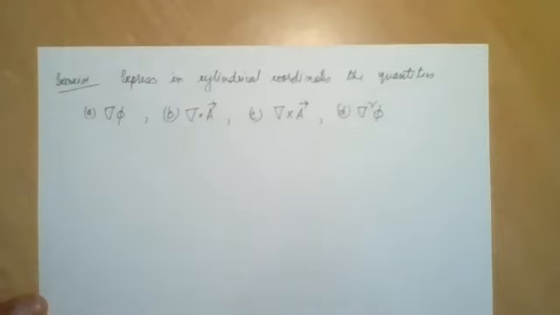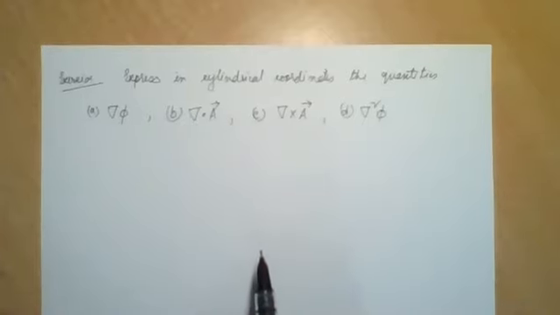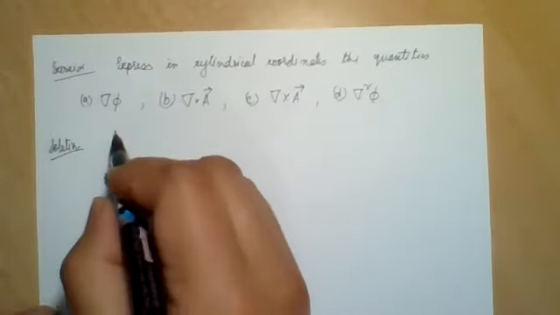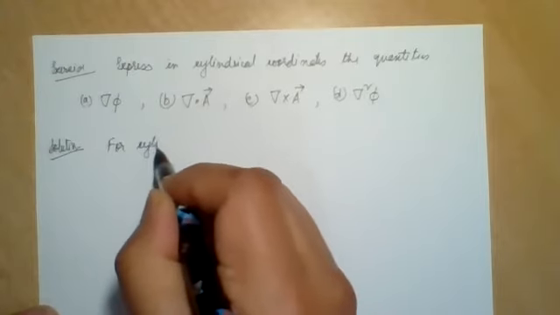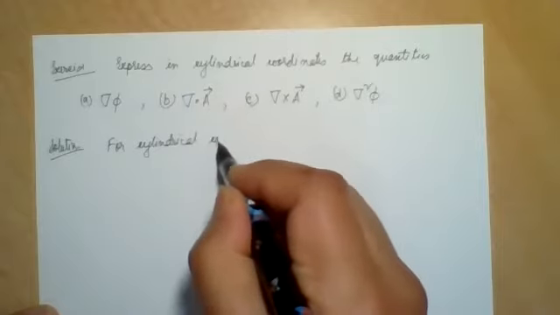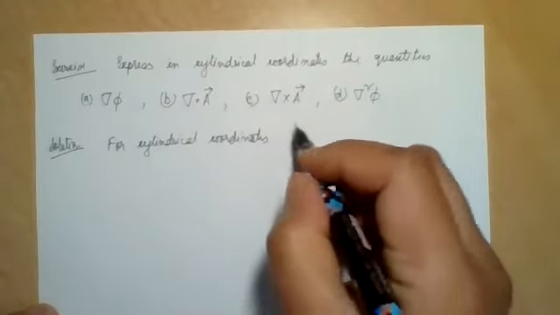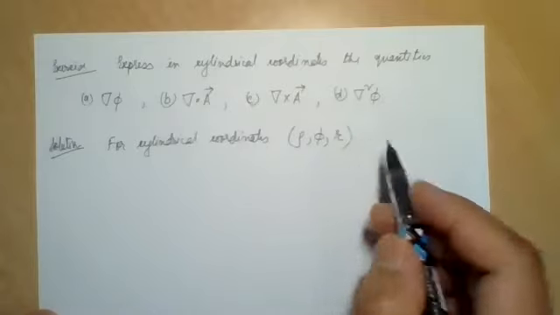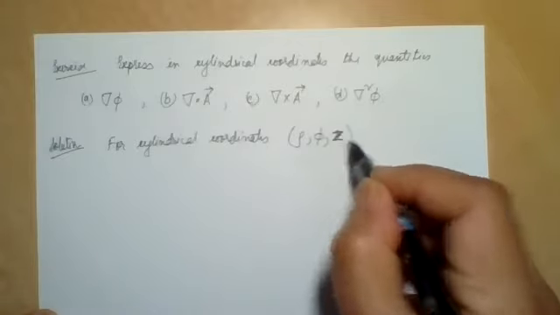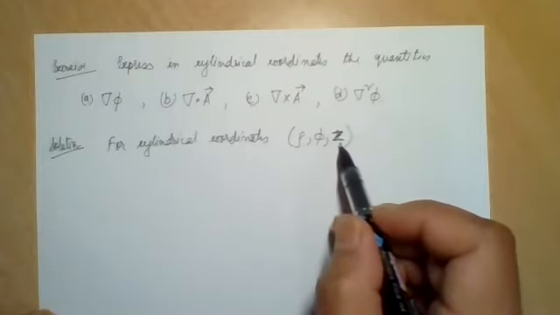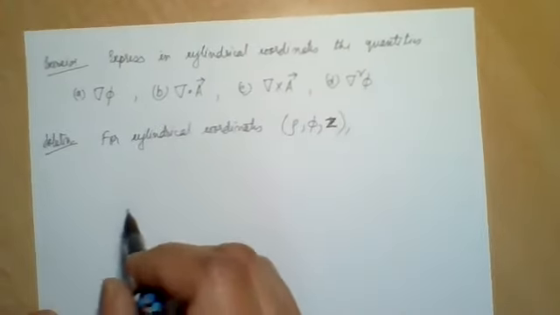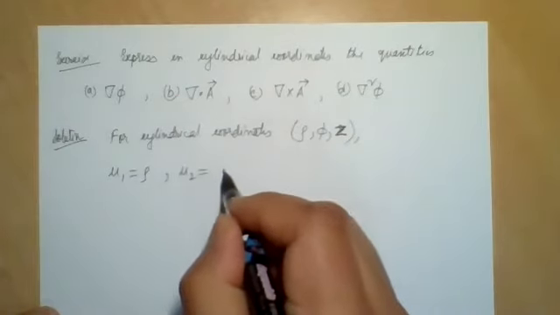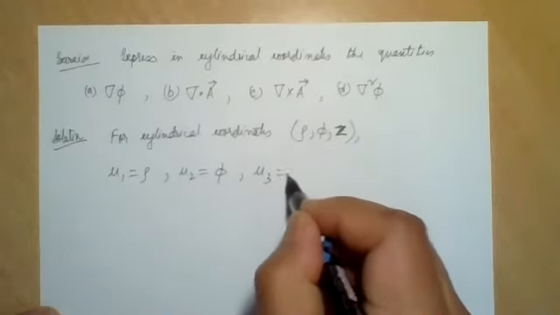So the cylindrical coordinate system is an orthogonal curvilinear coordinate system. Okay, so solution. For cylindrical coordinates, what are the cylindrical coordinates? The cylindrical coordinates are rho, phi, and z. Sorry, this is not r, this is z. So the first coordinate u1 is rho, u2 is phi, u3 is z.